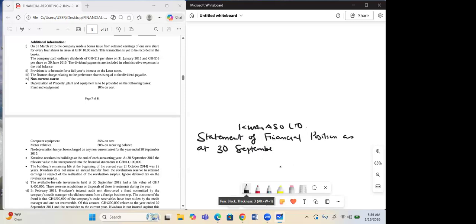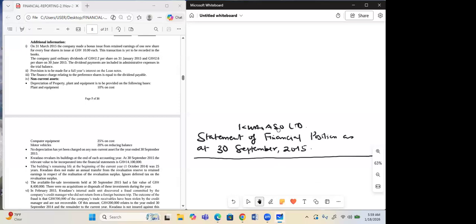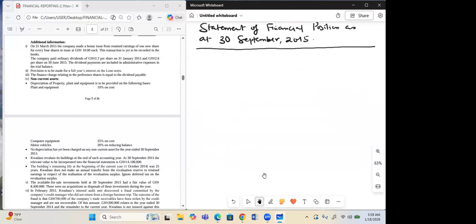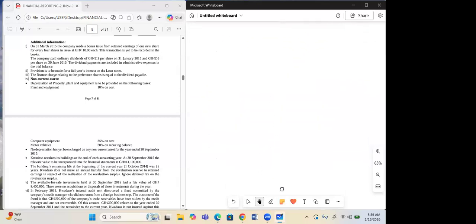Okay, so 30th September 2015. Normally leave 2 pages for a statement of financial position. Now let's begin our workings.